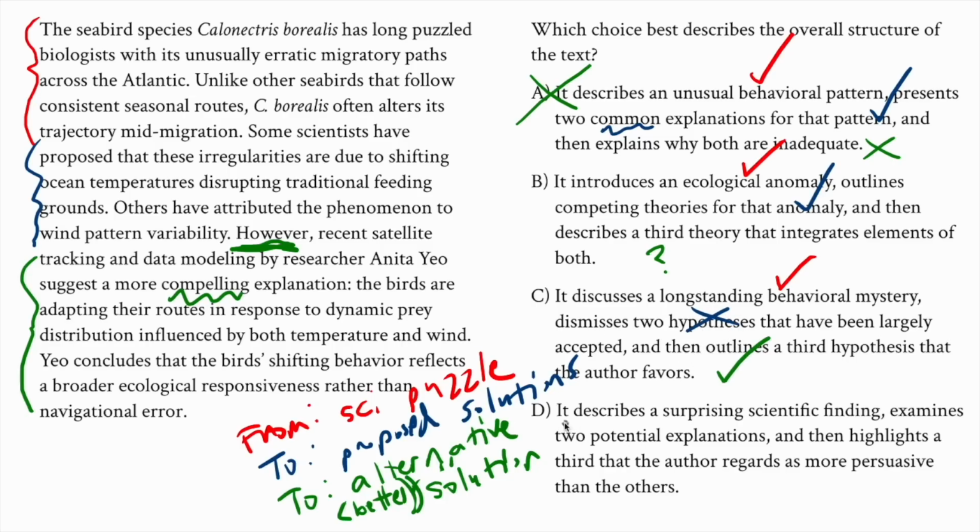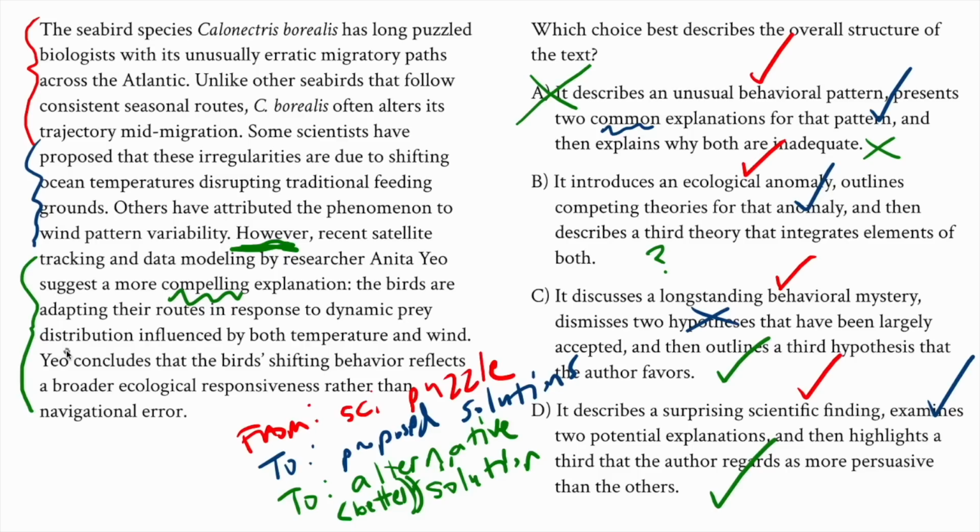And so on to D, it describes a surprising scientific finding. And again, I still think that's okay, even though some of the others start out a little bit better. It's surprising in the sense that we have these unusual migratory paths and the fact that they alter their trajectory mid-migration. So while that first part isn't the greatest, compared to some of the others, I don't think you could call it wrong. It examines two potential explanations, yes, and then highlights a third that the author regards as more persuasive than the others, yes.